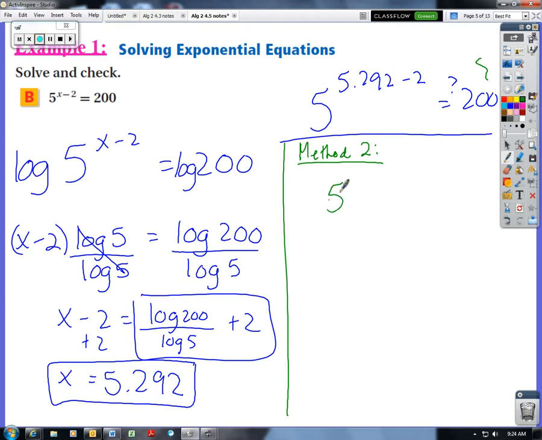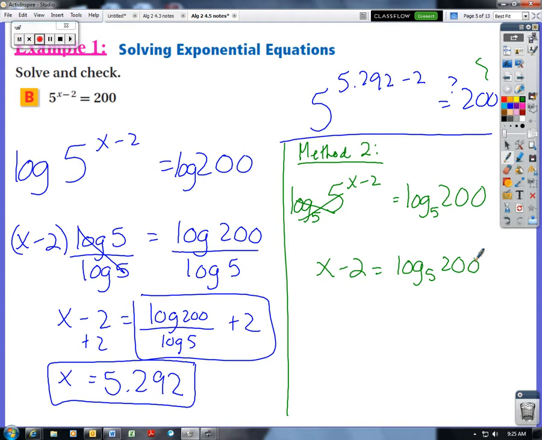What you can also do, I'll give some space here, is because this is an exponential base 5, you can take log base 5 of both sides. And on the left-hand side, once again, so what I did is I took log base 5 because the exponential was base 5. And then on the left-hand side, we can use one of the inverse properties that says these will cancel out, and you're left with x minus 2 equals log base 5 of 200. And then add the 2.